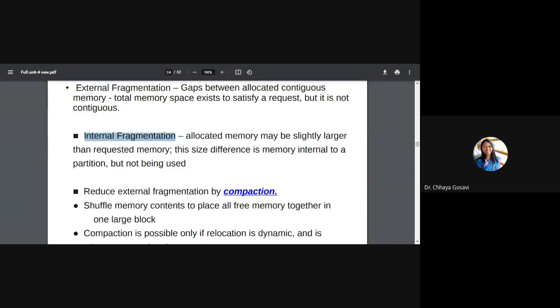Internal fragmentation is within a block which is allocated to the process. We cannot allocate that block to any other process even if it is free, because the complete block is allocated to a particular process. It is called internal fragmentation. And in external fragmentation, memory is available to allocate a process, but it is not in a contiguous manner.